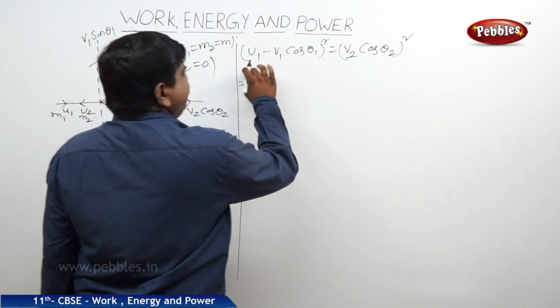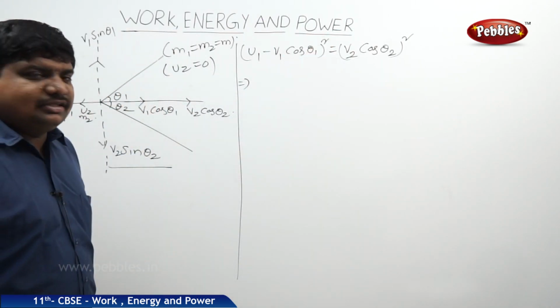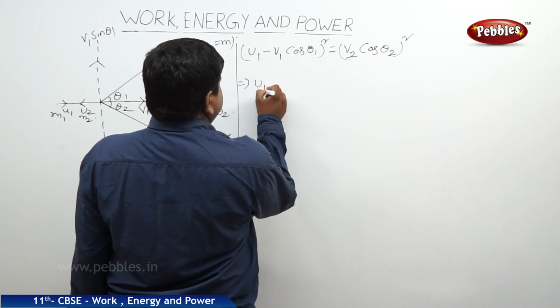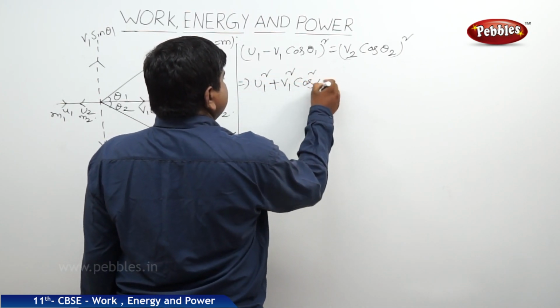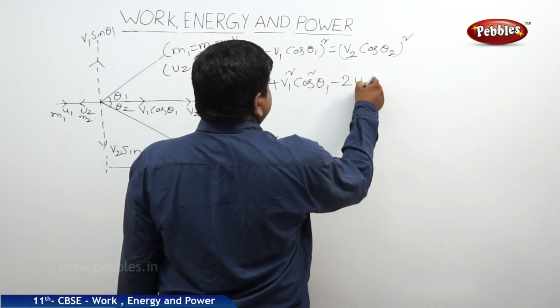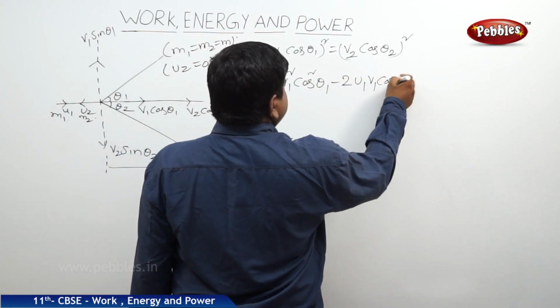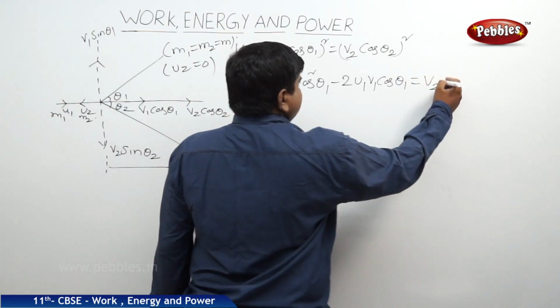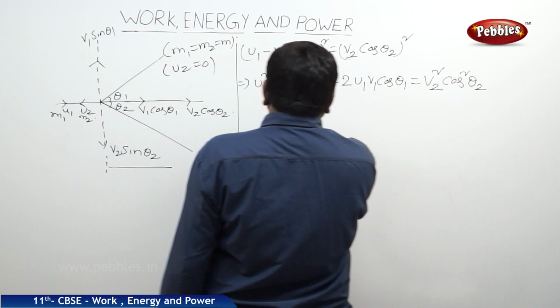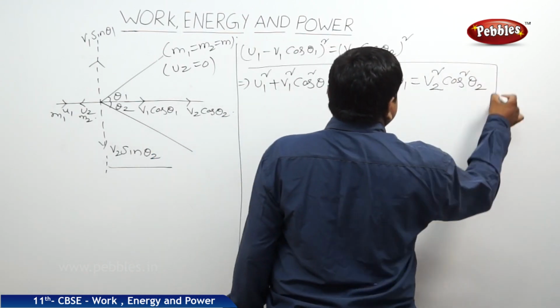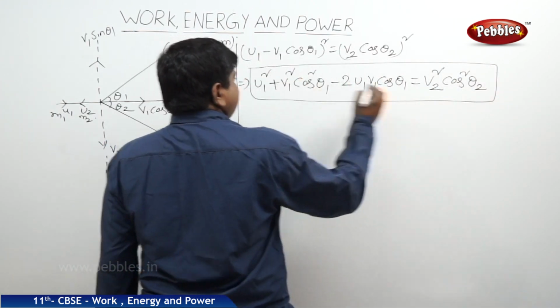Now I am applying the a minus b whole square formula in the LHS of the equation. So a square plus b square minus 2ab is equal to v2 square cos square theta 2. This is equation 1.